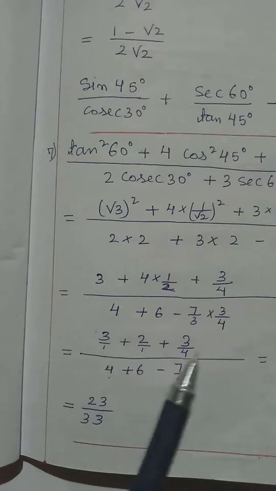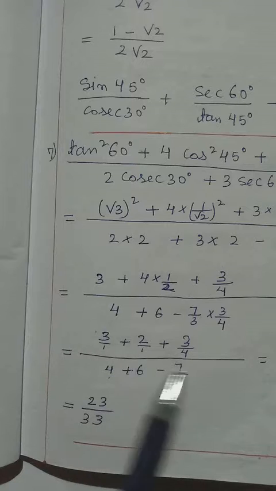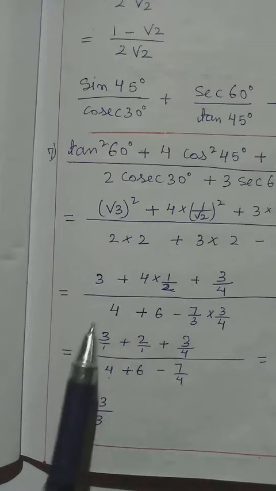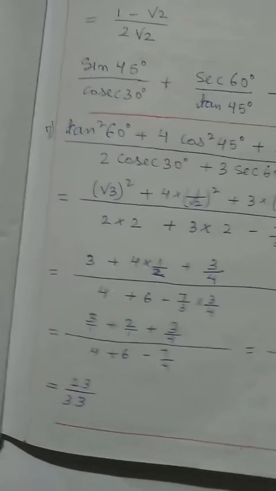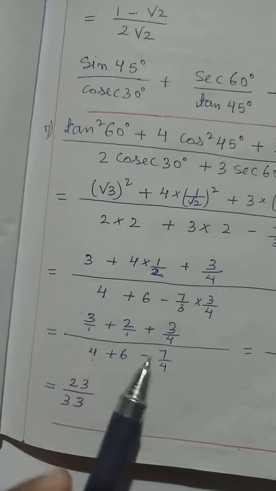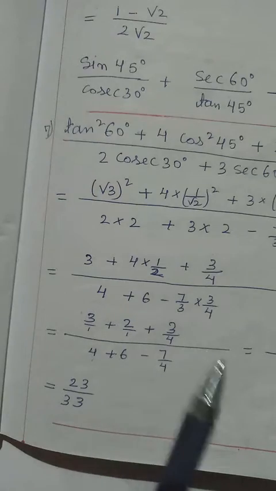We have fraction, let's find LCM. LCM of 1, 1 and 4. LCM will be 4. 1 divide 4, 4. 4 into 3 will be 12. Then 1 divide 4, 4. 4 into 2 will be 8. 4 divide 4, 1. 1 into 3, 3.